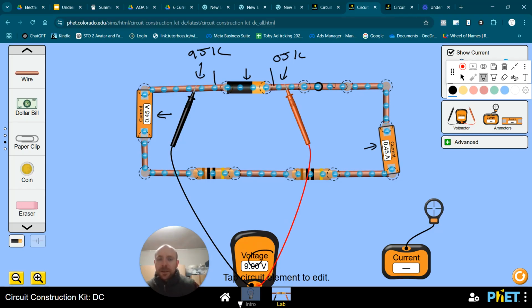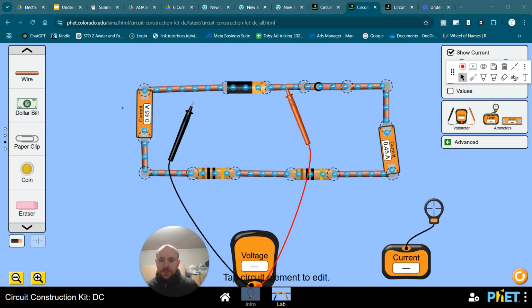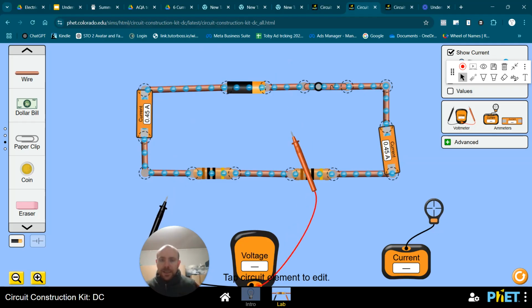Okay, these need to be put across that component, because otherwise you can't tell a difference. You can't just say, what is the potential difference at that point? It's a difference between 2 points. So I can measure the potential difference between 2 points across a resistor. And in this case, I've got my battery providing 9 volts.